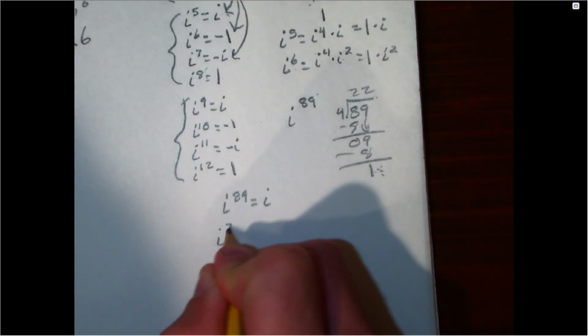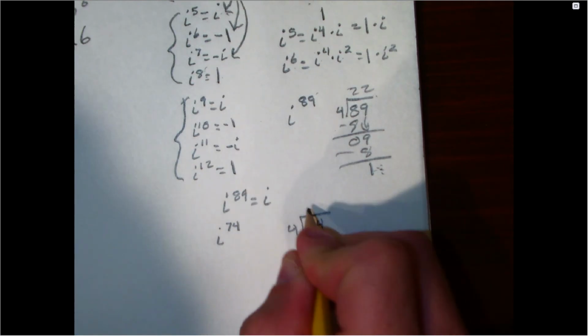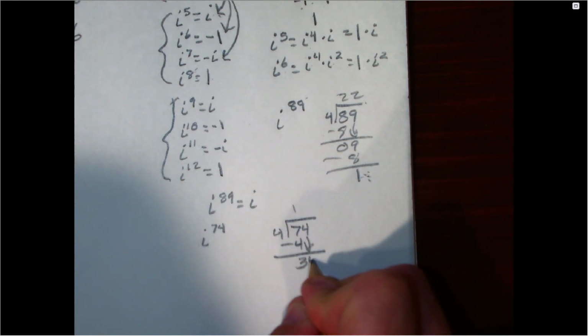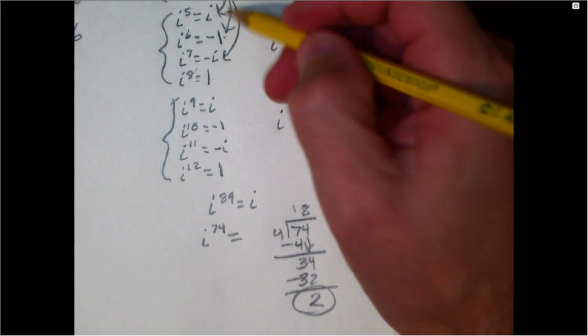So again, you can have i to any exponent, i to like the 74th power. Okay, well, what is 74 divided by 4? 74 divided by 4 goes into 7 one time. 3, 34. 4 goes into 34 8 times. 8 times 4 is 32. My remainder is 2. So this is going to be negative 1, because that's what you get when you have a remainder of 2.